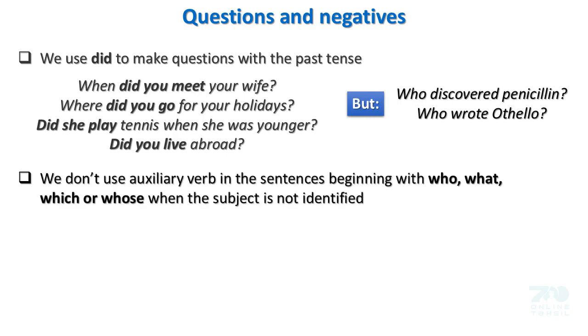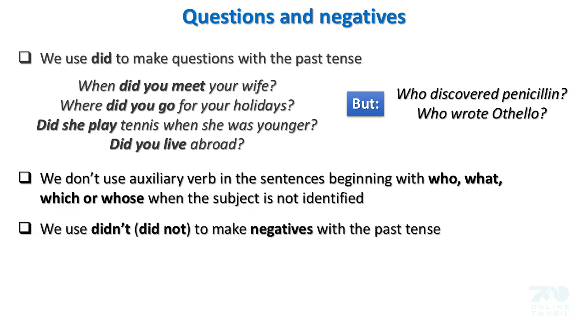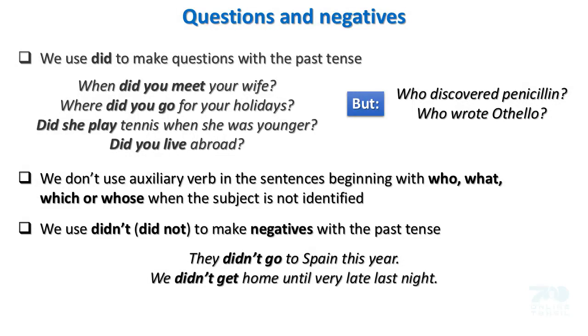We don't use an auxiliary verb in sentences beginning with who, what, which or whose, when the subject is not identified. We use didn't, did not, to make negatives with the past tense. They didn't go to Spain this year. We didn't get home until very late last night. I didn't see you yesterday.